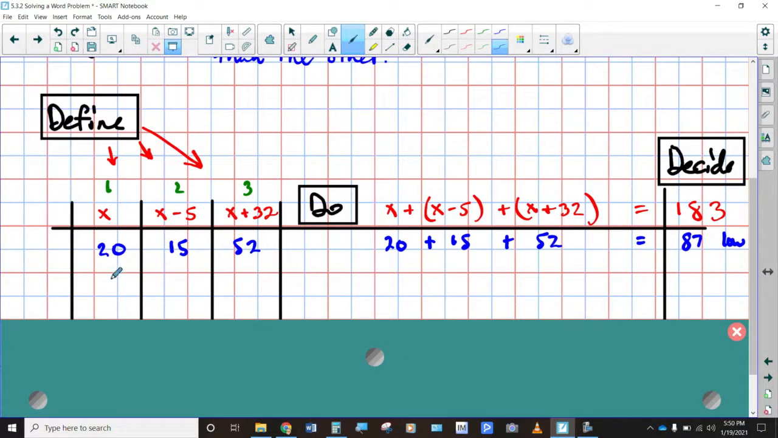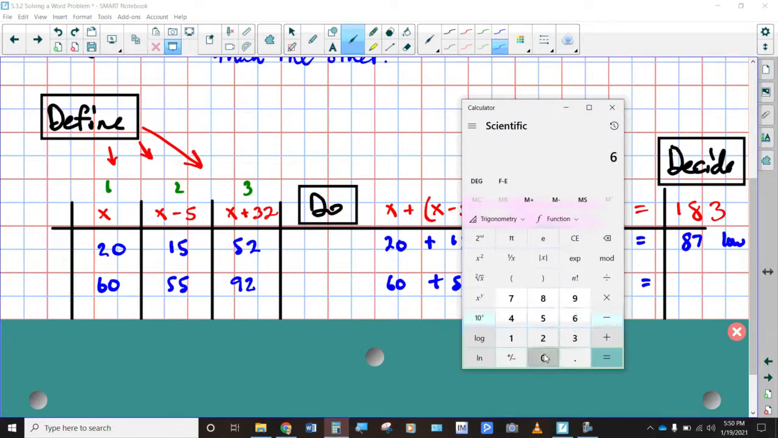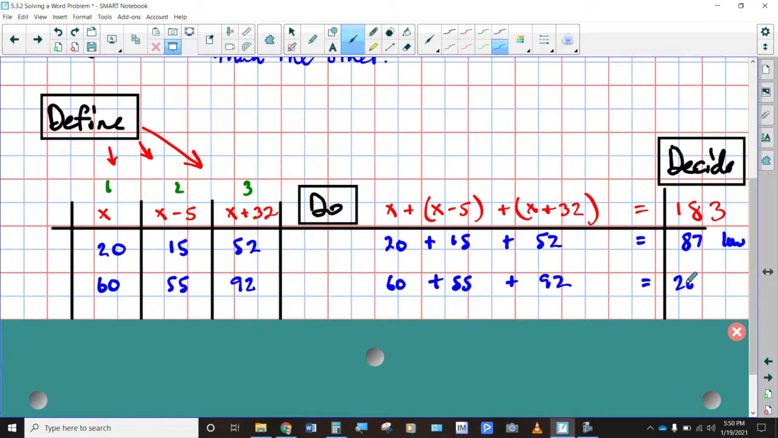Now, I'm going to just really jump. I'm going to jump to 60. Okay? This is 60. This has to be 55 because it's 5 less, and this has to be 92 because 60 plus 32 is 92. So let's add these together. 60 plus 55 plus 92, you get 207. And that is too high.